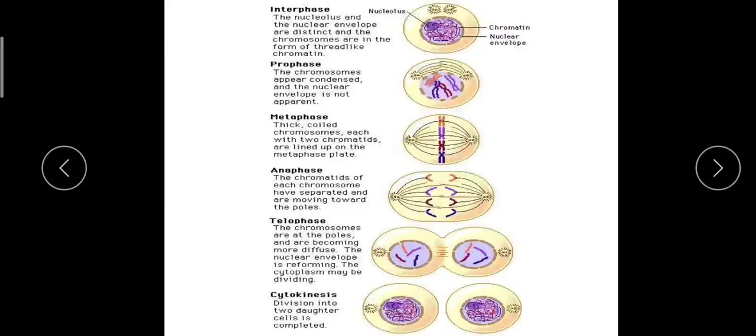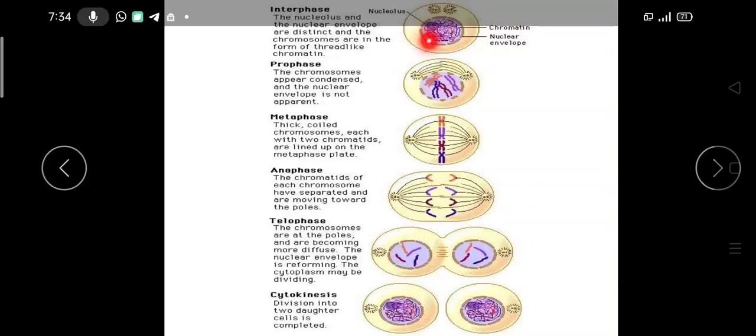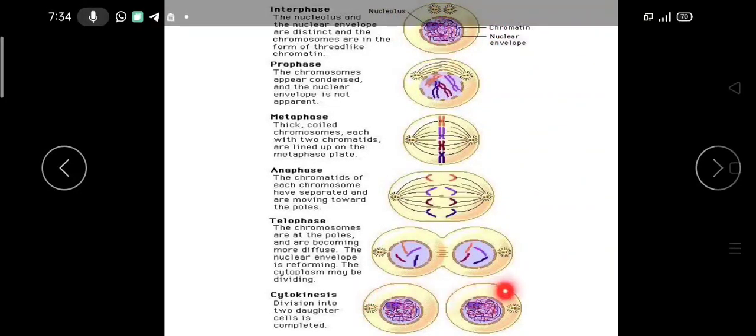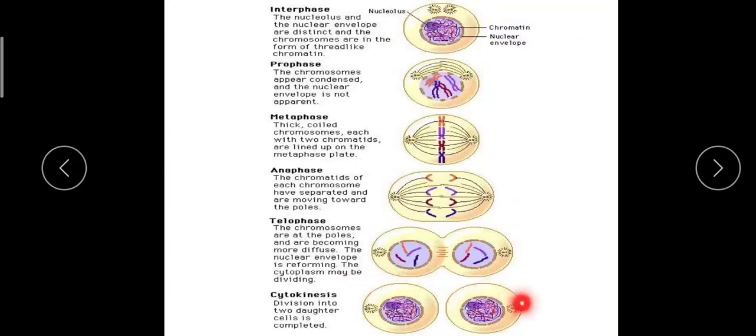And here two major events are taking place. The cell has to divide and form two daughter cells. The nucleus has to divide and form two nuclei, and the division of the nucleus is known as karyokinesis. And the cytoplasm also has to divide, partitioning its content into two daughter cells. So two events are taking place: division of nucleus and division of cytoplasm. Division of nucleus is called karyokinesis and division of cytoplasm is called cytokinesis.